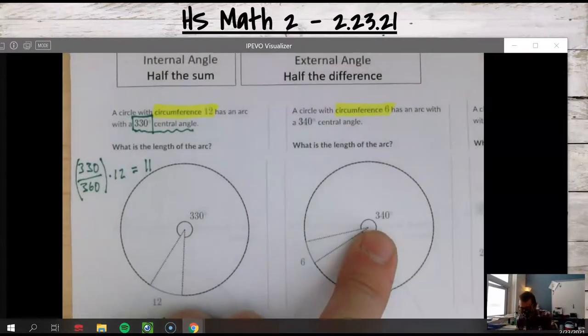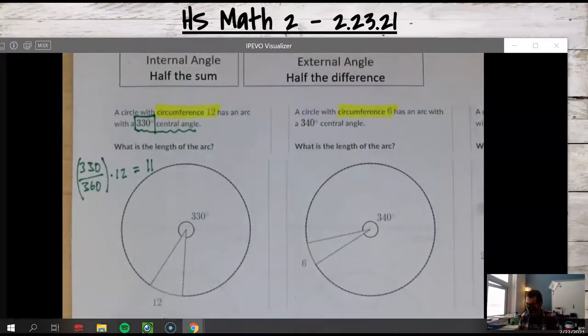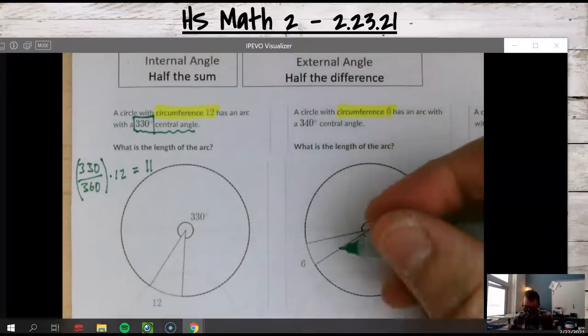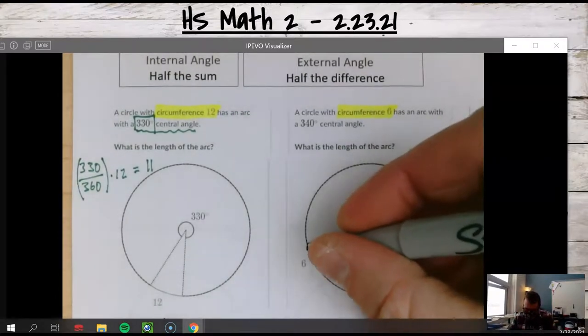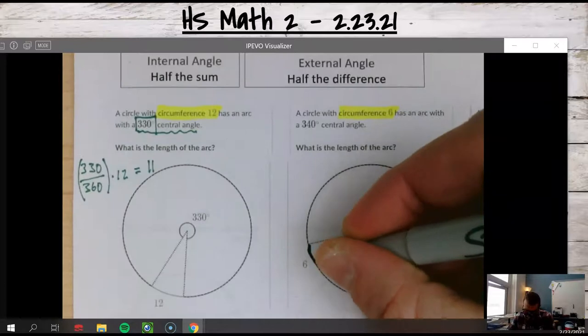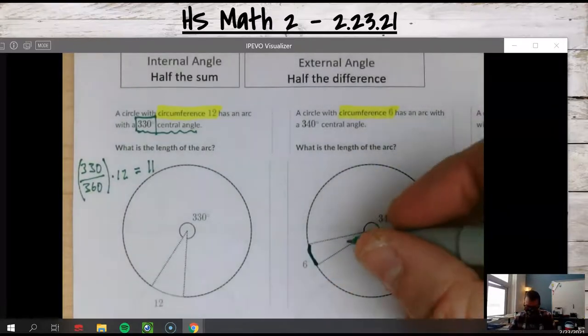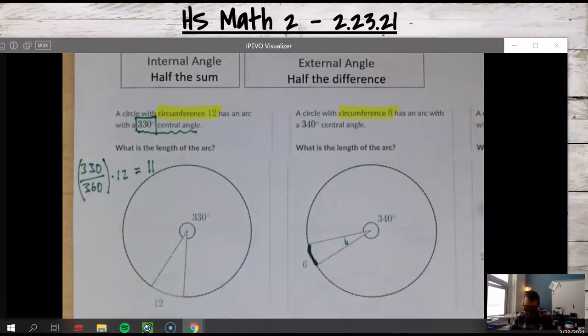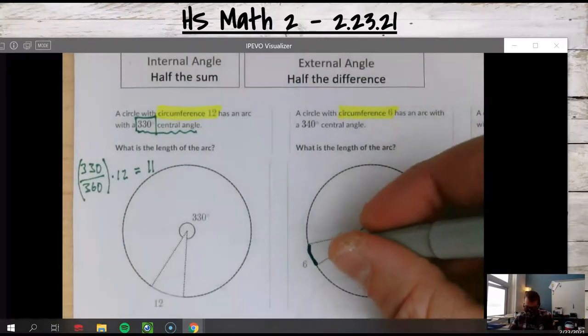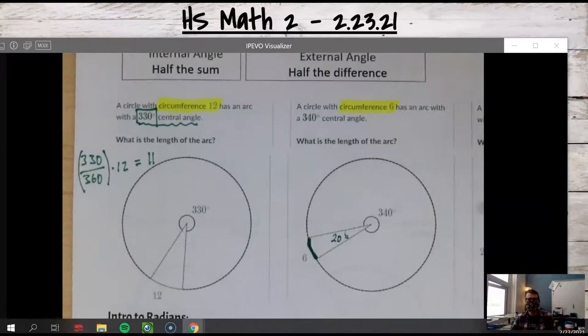All right, so right here, same thing, right? 340, but what if I asked you for this arc? Ooh, what if Mr. Hudson's changing it? What would this angle be? 20, right? Because is there a name, like we have supplementary for adds to 180, we have complementary for adds to 90. Is there any name for adds to 360?